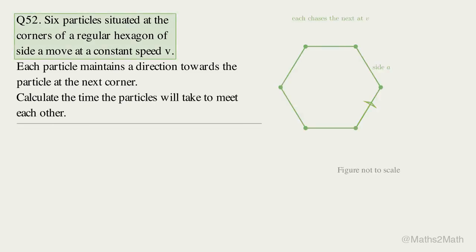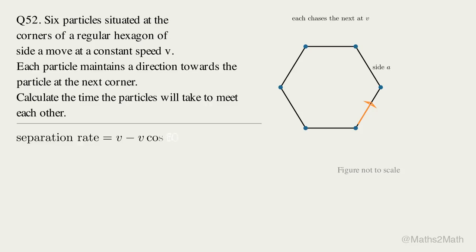Question 52. 6 particles at the corners of a regular hexagon of side a chase each other at constant speed V, each aiming at the next corner. When do they meet? What does this mean? By symmetry, they spiral into the center. Watch how fast the separation between neighbors shrinks.